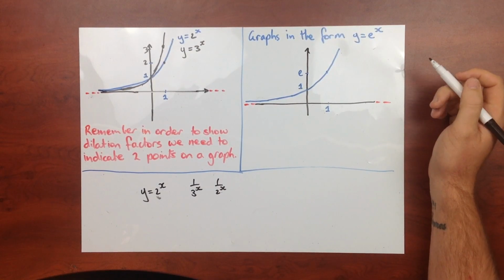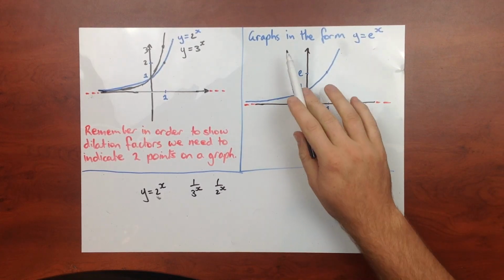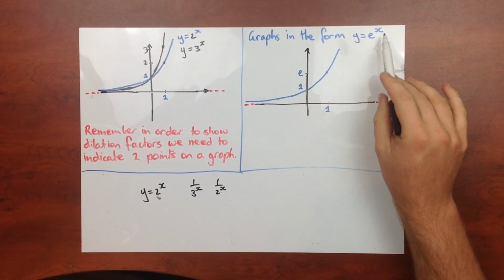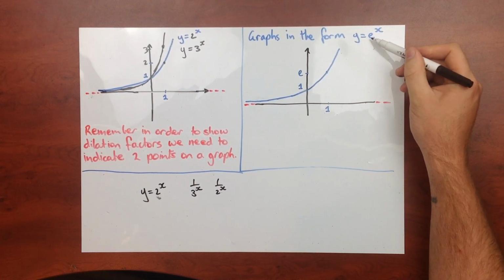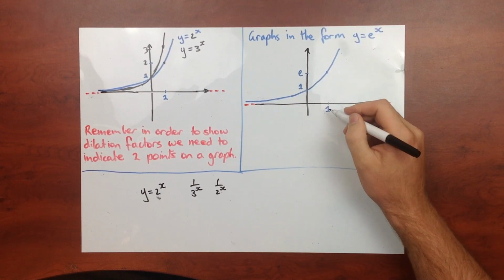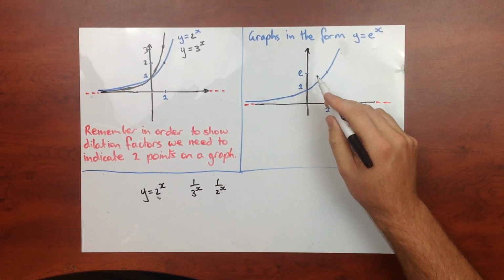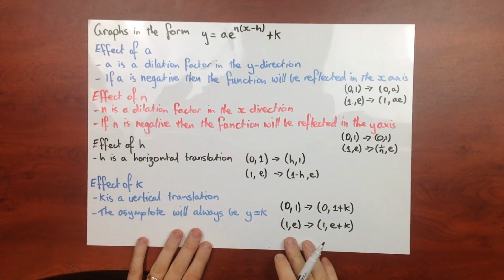One specific case that we need to look at in a bit of detail is graphs in the form of y equals e to the x. Remember, e is just our natural number, a very specific number. So it's going to look exactly the same, except we're going to go through the point (1, e). Now we'll have a look at what happens when we start changing around our function a bit.